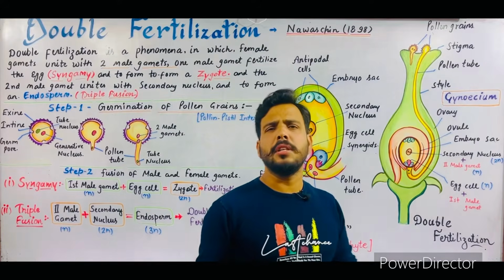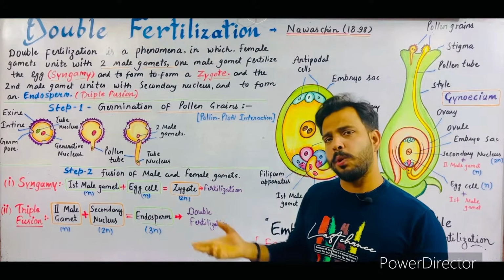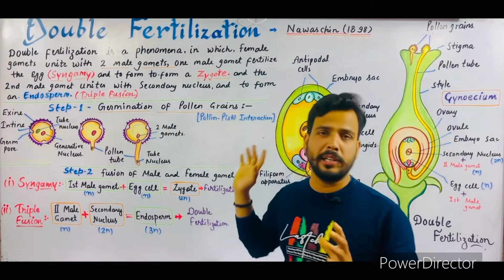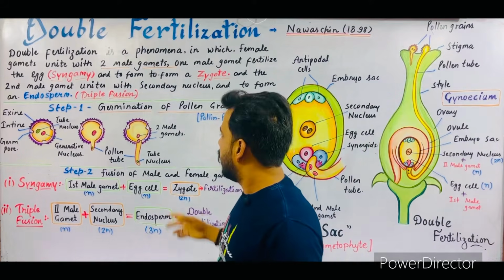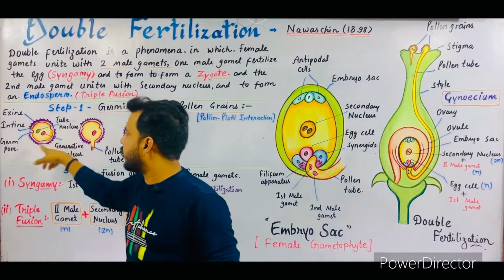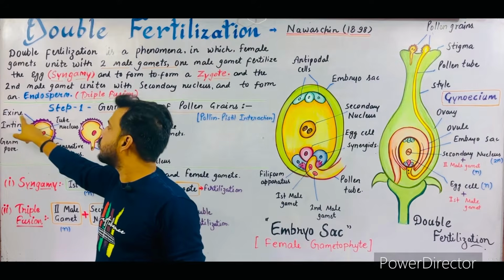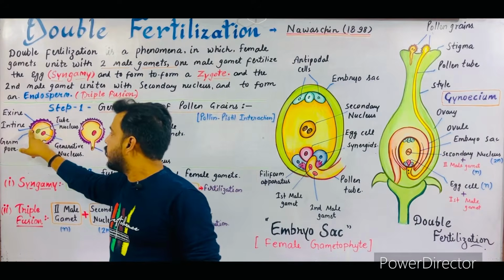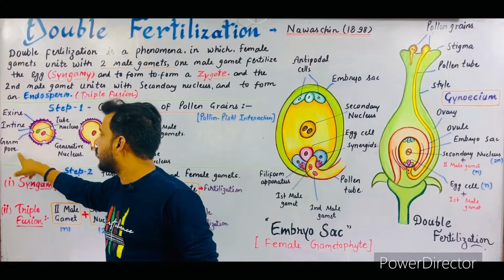Now, what happens during the process of double fertilization? I describe this process in 2 steps. Step 1 is called germination of pollen grain. Before knowing the germination of pollen grain, it is very important to understand the structure of a pollen grain. So, this is a pollen grain. This pollen grain consists of 2 layers. The outermost is known as exine while the inner is known as intine. Several germ pores are present on the pollen grain.